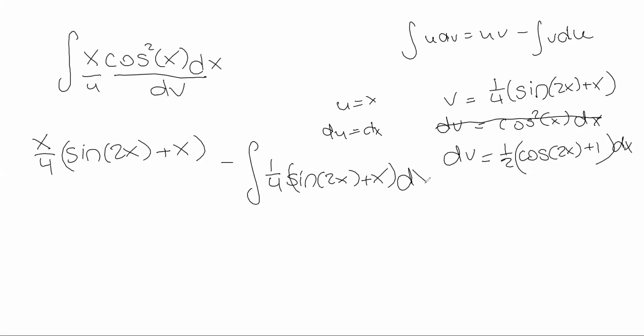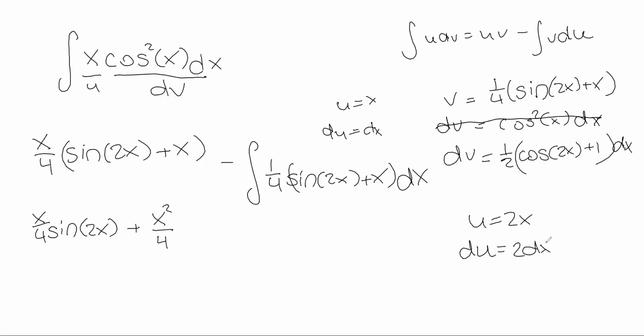Du is just dx, so it's already looking much simpler and much easier. We can make this into x over 4 sine of 2x plus x squared over 4. And then it's another U-substitution problem. We're going to have the same u we had before. U is equal to 2x. Du is going to be 2 dx, so then 1/2 du is just going to be dx.